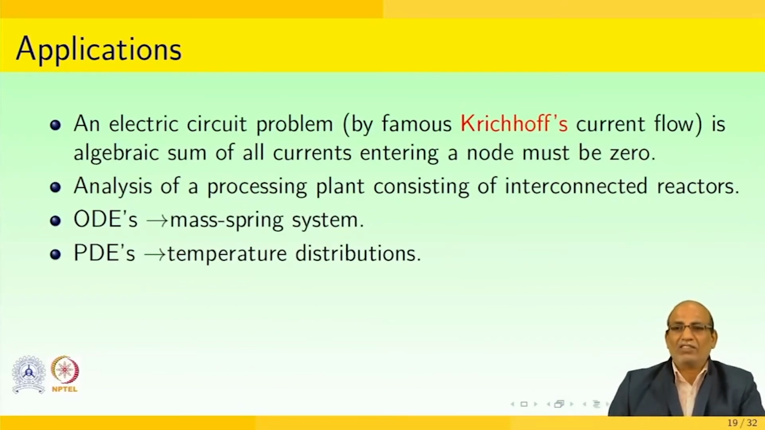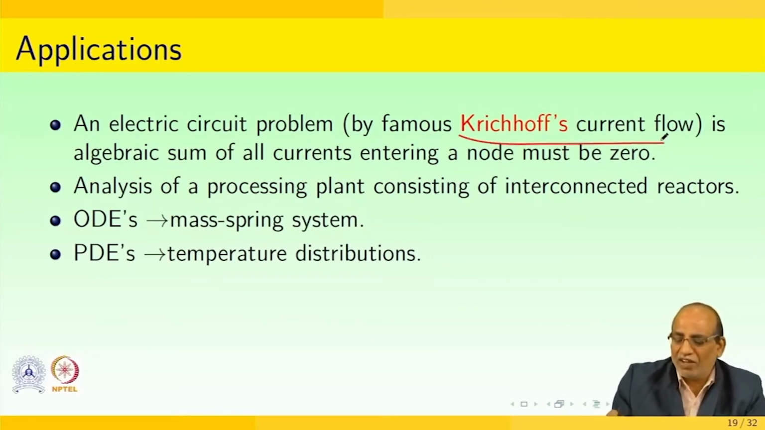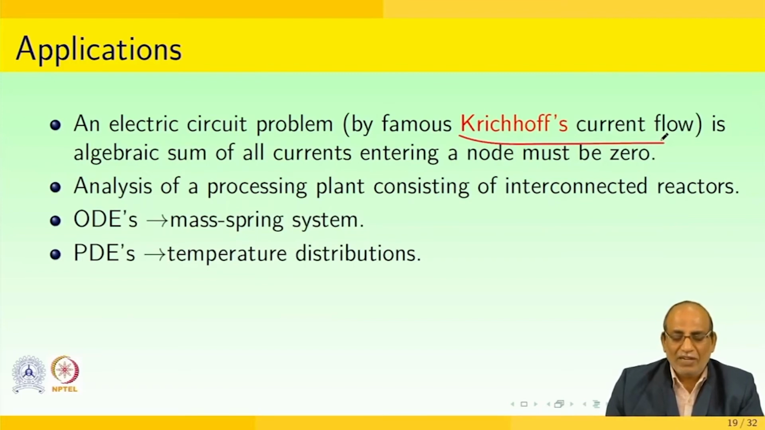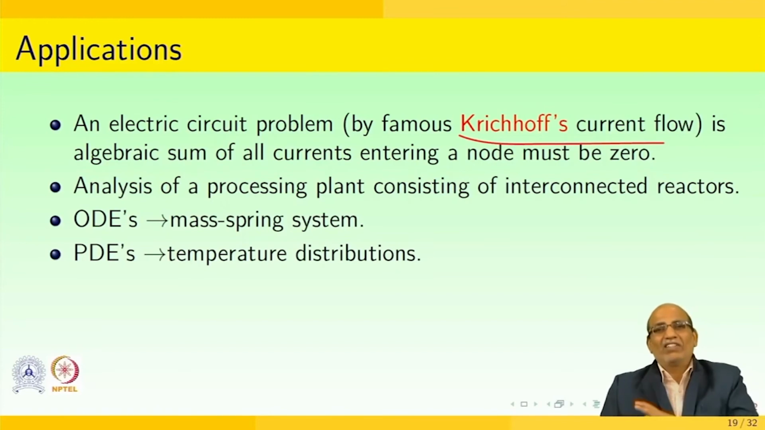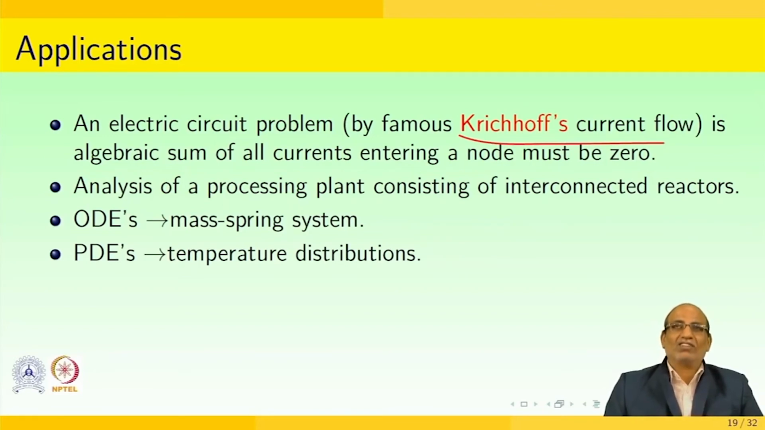Some applications. An electrical circuit problem, by the famous Kirchhoff's current law, all of you know very well. The algebraic sum of all currents entering a node must be 0. That means the flow entering into the system should be the same as the flow leaving the system. So it is like an equilibrium, right? Whatever flow of electrons, which we call the current, is entering the system will be the same as the flow of electrons leaving the system. The algebraic sum of the currents entering a system must be 0.